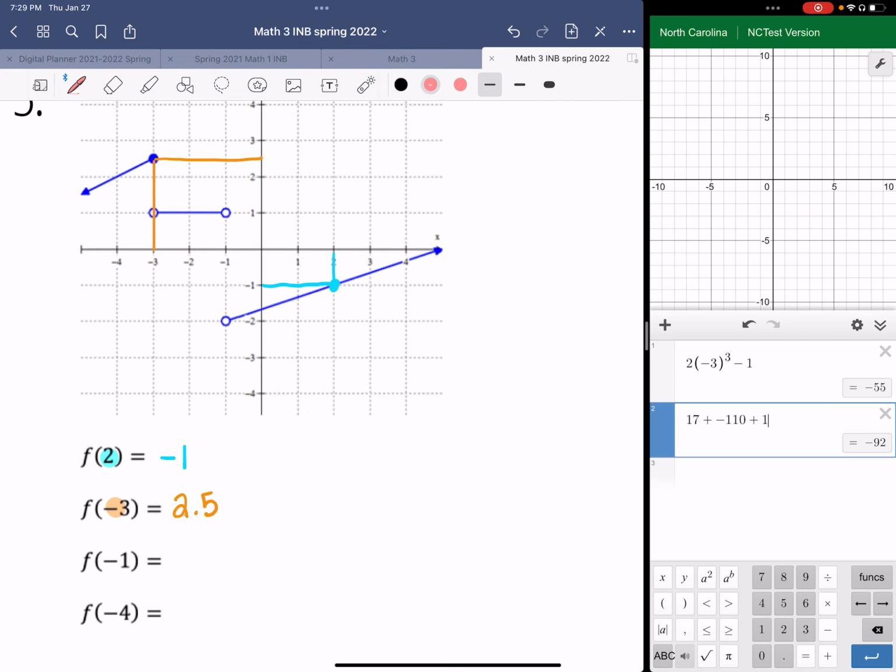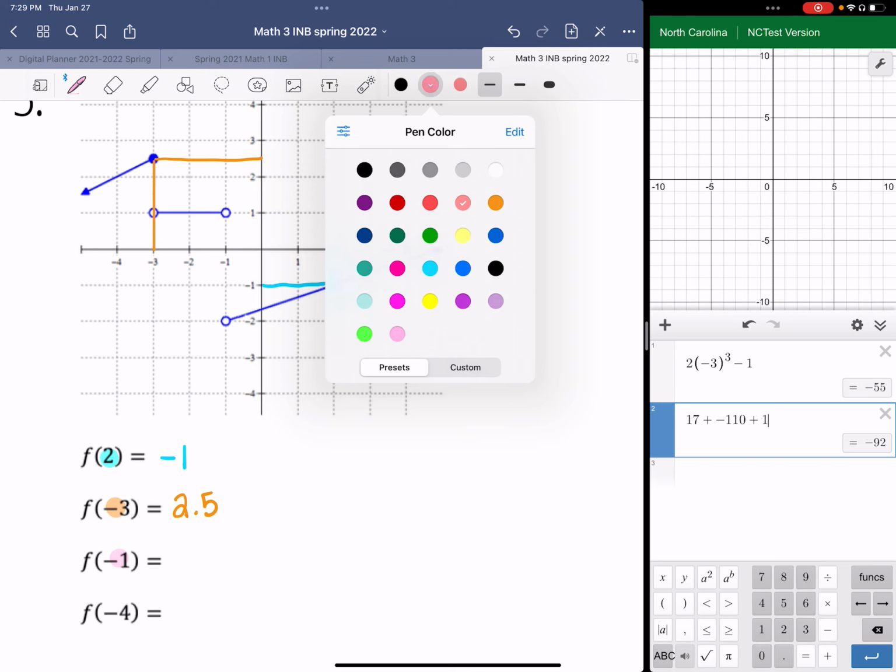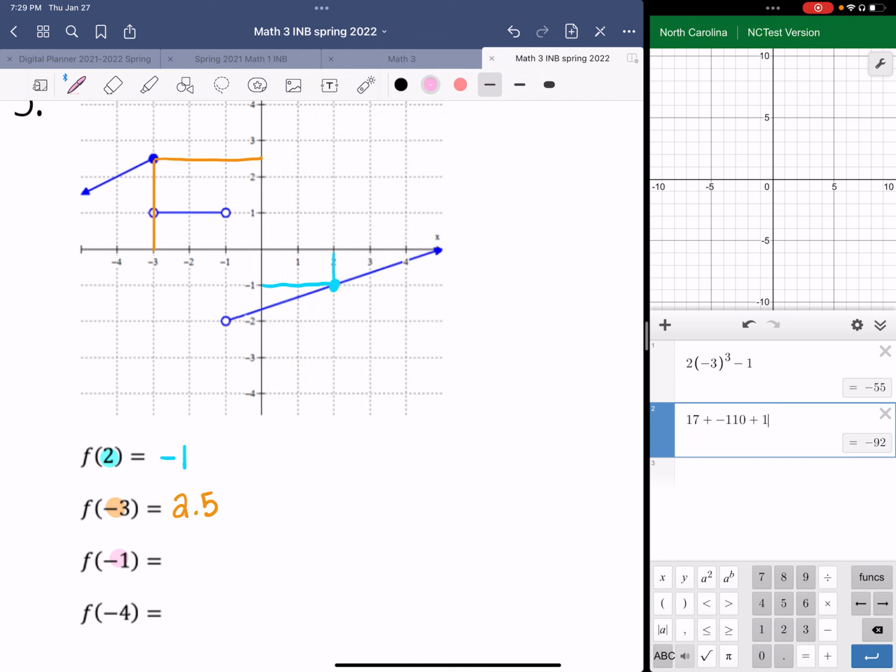All right, and then we have an input value of negative 1. So if I have an input value of negative 1, I'm going to go to negative 1. And I see a couple of things happening here. So above it, I have an open circle, and below it, I have an open circle. There is nothing that is defined at negative 1. So this is actually undefined. There's not a y value that we get for that output.